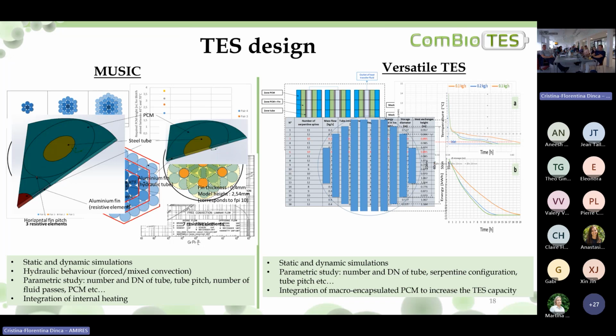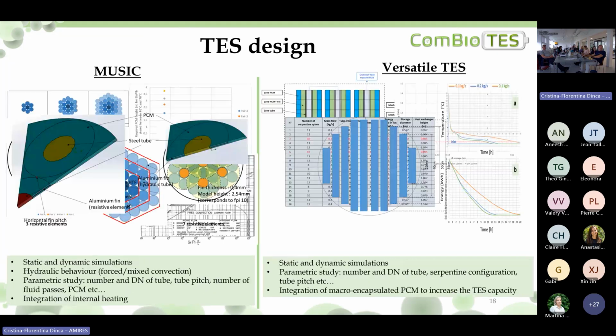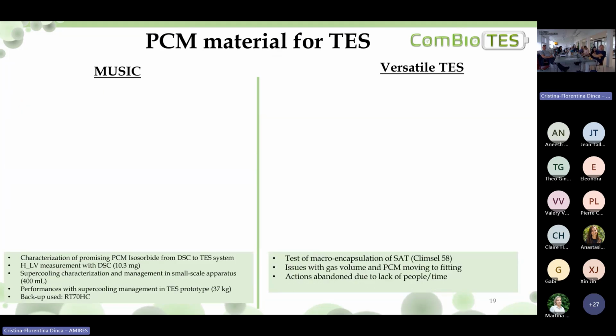and so at the end of this process, we obtain, as I said, the final paper design. That means that this is a purely theoretical design. In parallel, we perform some studies on the PCM material.